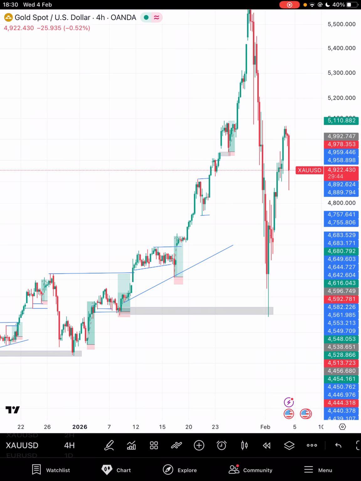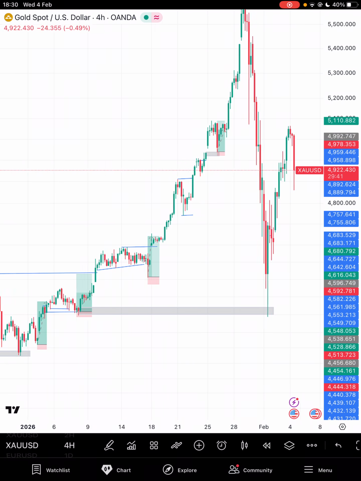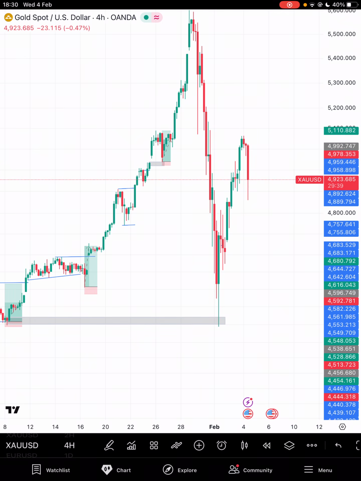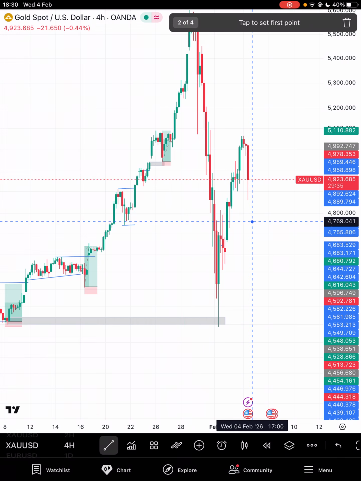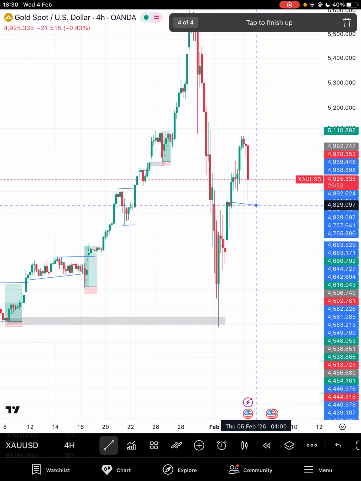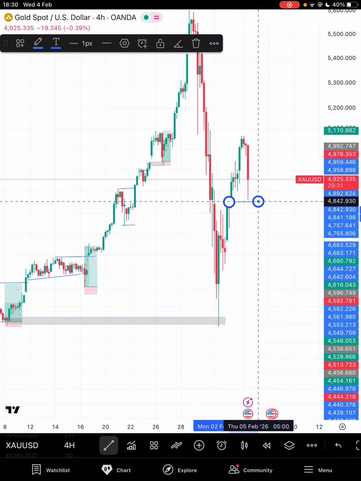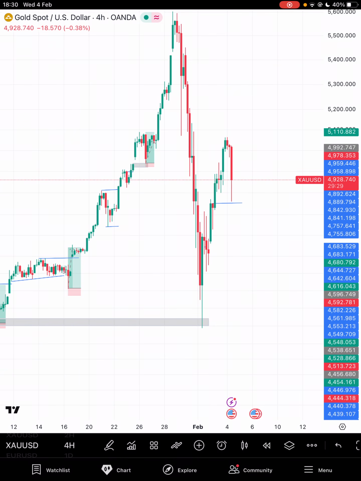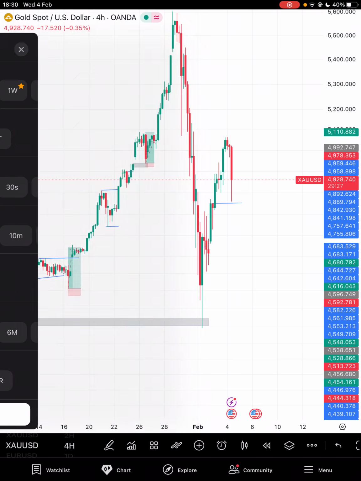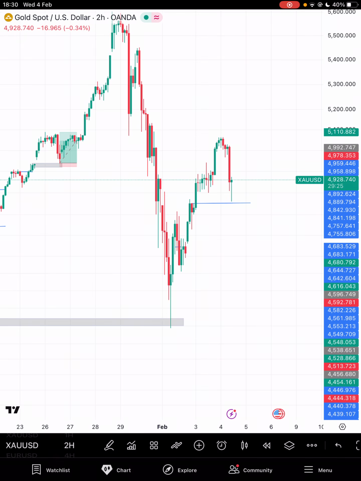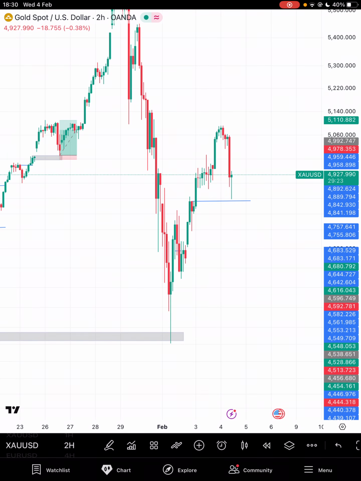Now, for us to get an entry, I have an entry on gold. That is, I'm targeting this entry. Why? Because others would think that price is going to respect this order block here. No, this order block is going to fail because it is not a valid order block. Now going down to the 2 hour time frame, this order block will fail. Sellers are still going to push, this order block is going to fail.